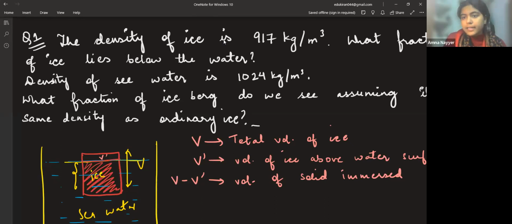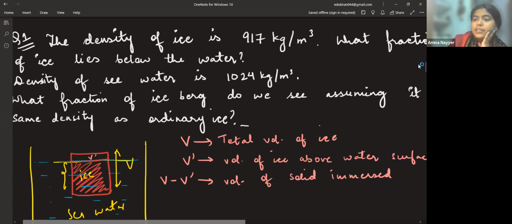This question says the density of ice is 917 kg per meter cube. What fraction of ice lies below the water? Density of seawater is 1024 kg per meter cube. What fraction of iceberg do we see, assuming it to be as having the same density as that of ice?